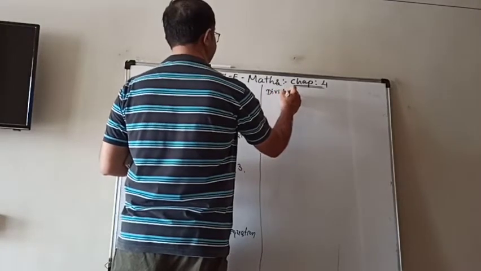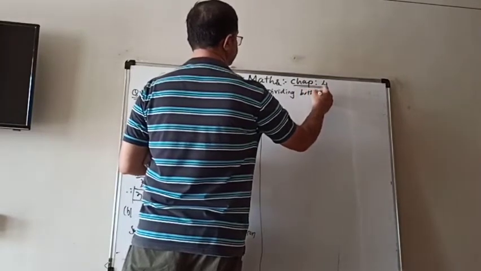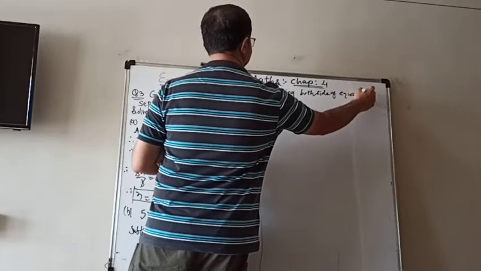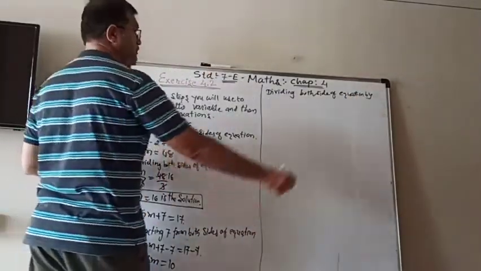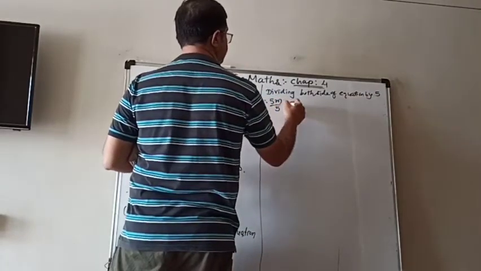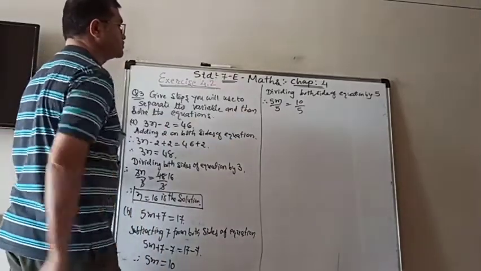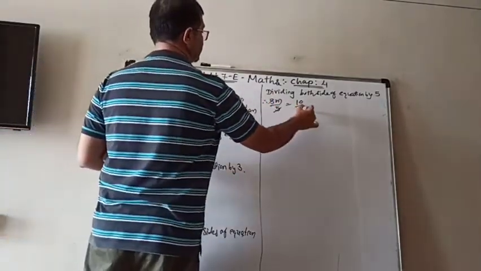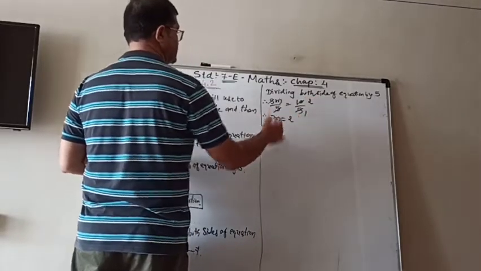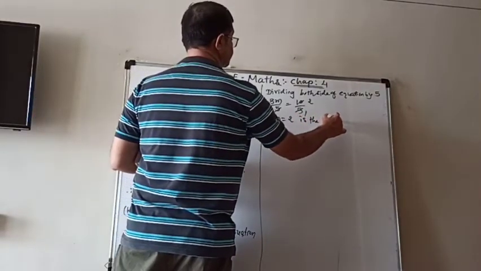So dividing both sides of the equation by 5. So 5m upon 5 is equal to 10 upon 5. 5 and 5 are cancelled, and 5 ones are 5, 5 twos are 10. Therefore, m is equal to 2 is the solution.